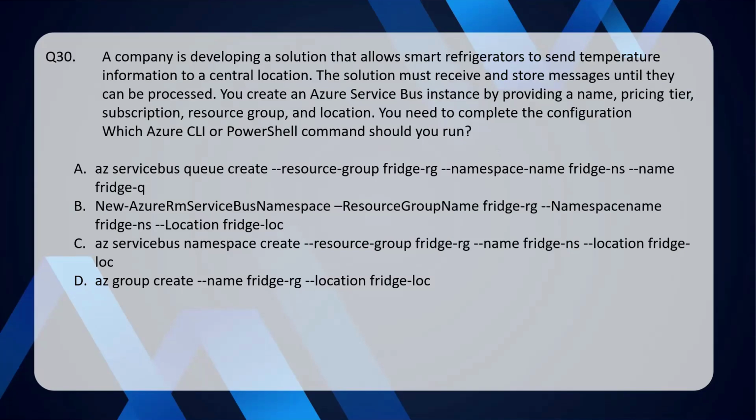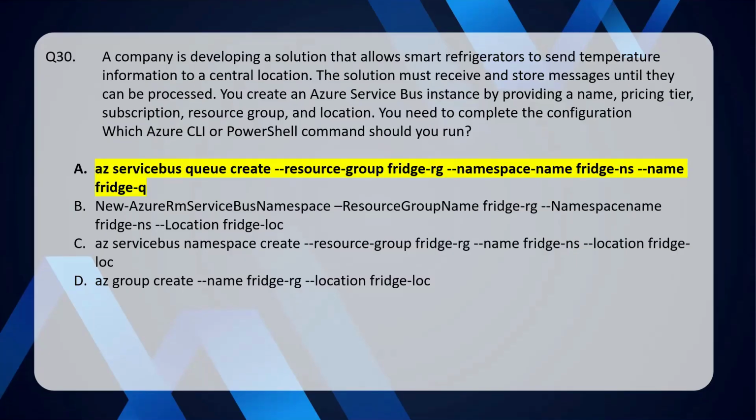You will need to use the command in option A to create a queue in an existing Service Bus namespace, which is what we need here. The queue will store incoming messages from the smart refrigerators. Option B uses a command which is already deprecated. Option C creates a namespace which already exists as per the question statement. And option D creates a resource group, which is irrelevant here.